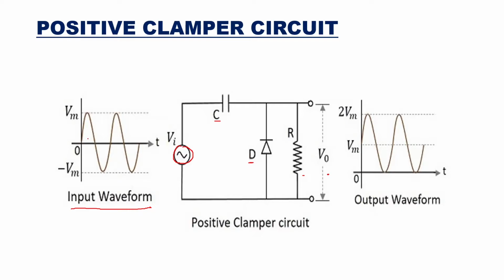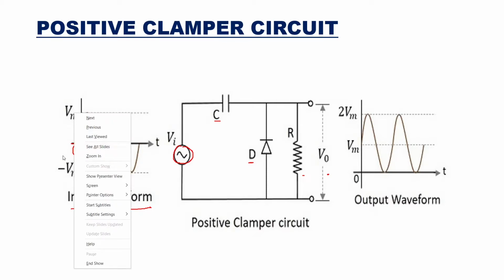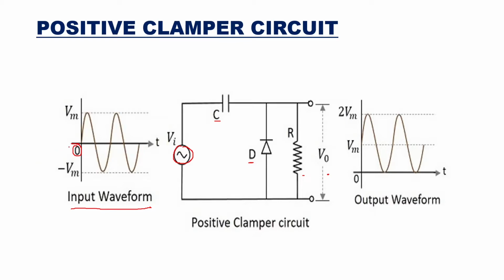Now the input voltage, you see, has a positive half cycle and a negative half cycle, and the center line here comes at 0. So this is your DC line. Above and below 0 you have the positive half cycle and the negative half cycle. Let's start the explanation with the negative half cycle. Say the input is in its negative half cycle.